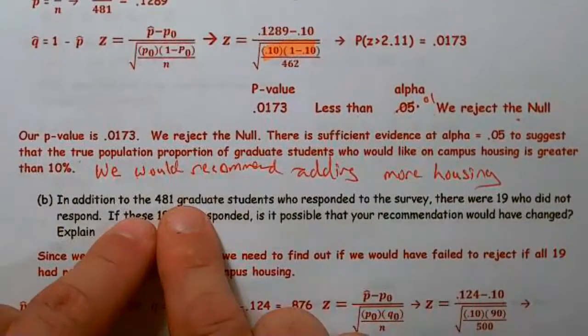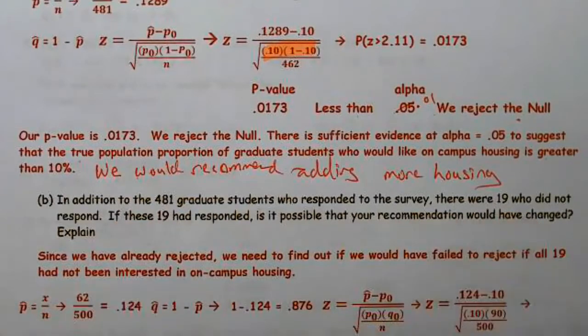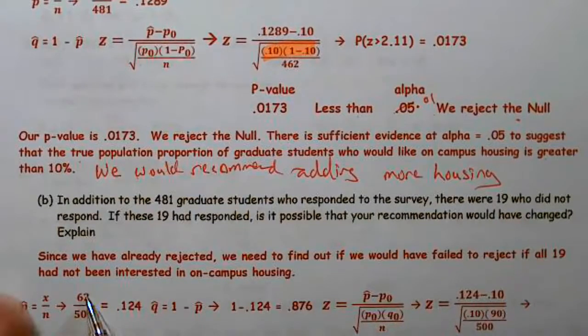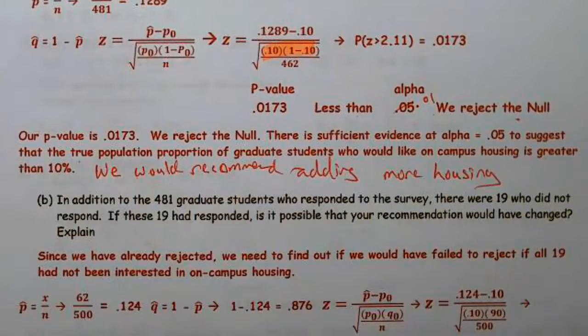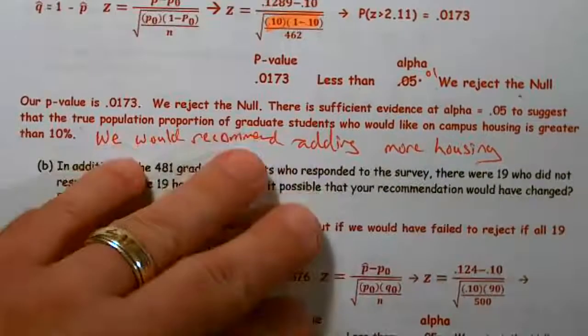So in addition to the 481 students, there were 19 who did not respond. Well, now I'm still going to add the 19 to the 500, but I'm going to say they all wanted it, in which case I'd have to add the 62 plus 19 and then run it. But that's if I'd used an alpha of 0.01. So make sure you're always checking that.